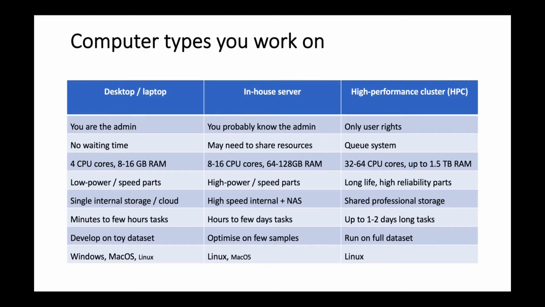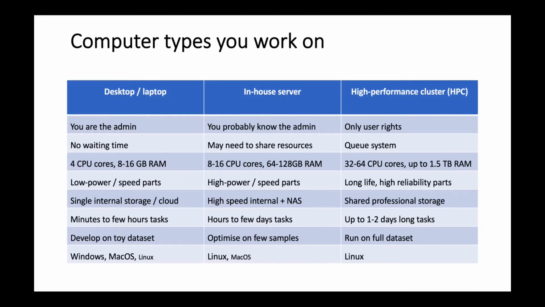So in comparing the three, from this perspective, probably the in-house server is the fastest per CPU core, faster than the HPC, because in the HPC you usually have long life, high reliability parts. They are also high power, but they are sacrificing a bit of speed in exchange for long life and high reliability. In terms of storage, on a desktop or laptop, you usually have a single internal storage.